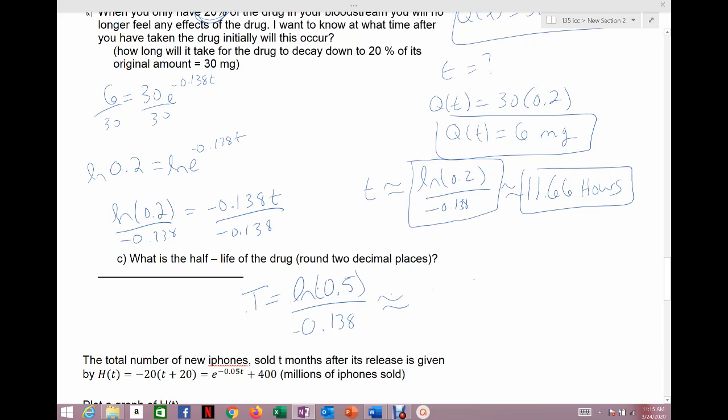Half-life is the natural log of 1/2, because that's the percent I have left, divided by my decay constant. It comes out to 5.02 hours. Alright, so every 5 hours your body breaks it down in half. So if you start off with 100, in 5 hours you'll have 50, and then another 5 hours you'll have 25, and another 5 hours it'll be half of 25, and so on. It'll continue in that regard.